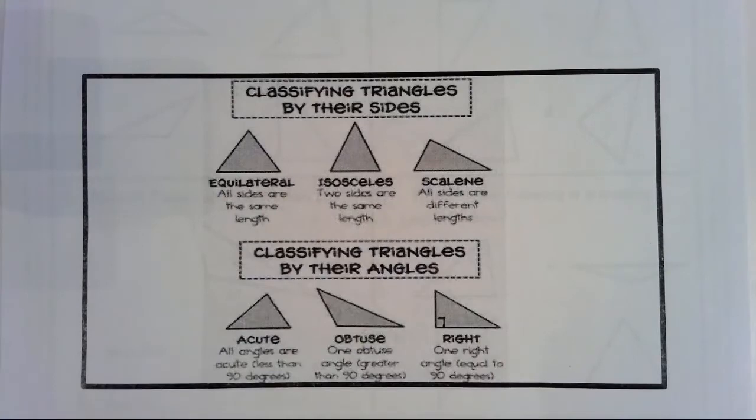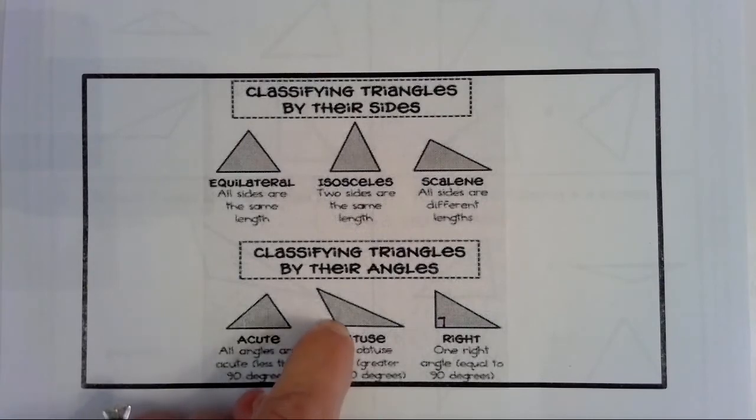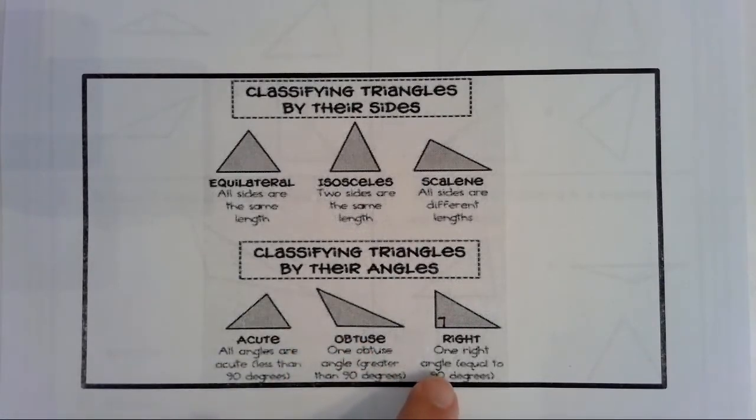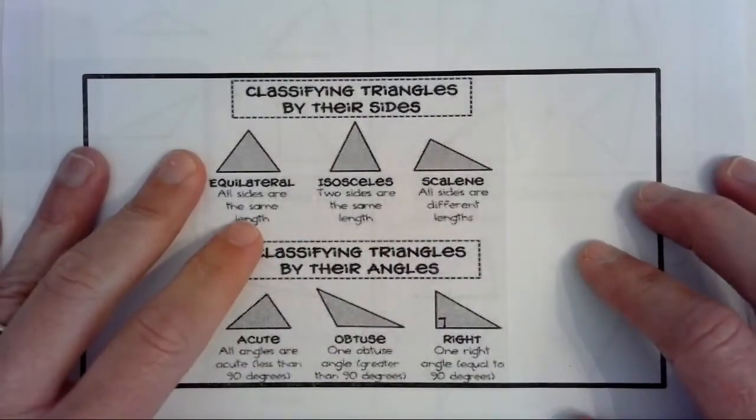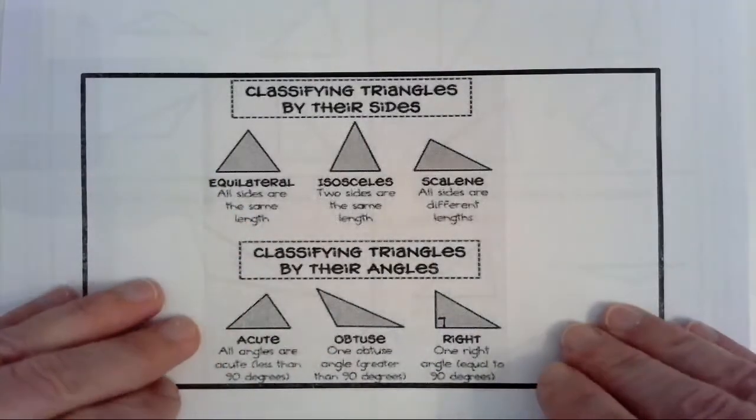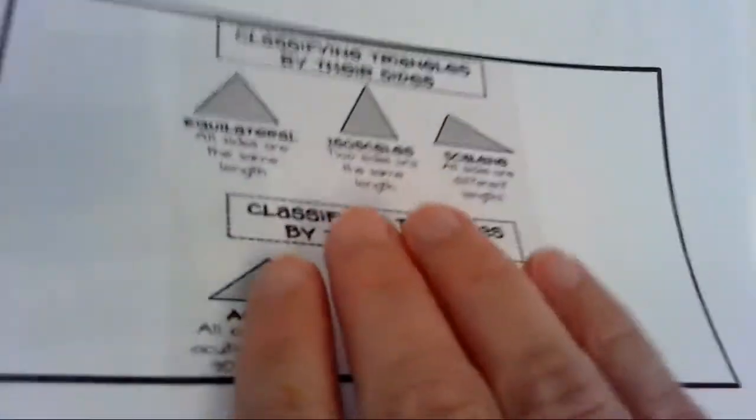And then by angles, we have acute triangles, meaning that all their angles are less than 90 degrees. An obtuse triangle, one angle is greater than 90 degrees. So this is the one that's greater than 90 degrees. And then for a right triangle, there's one right angle that's equal to 90 degrees. This is your reference point. You might need this chart to look back at when you're doing your practice problems. Let's do some practice problems together, and then you're going to do some on your own.